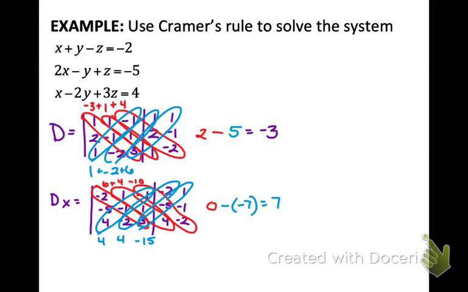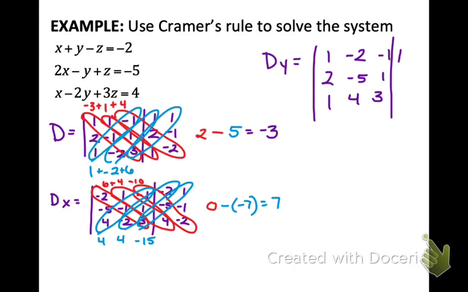Alright, now let's do d of y. Do it up here. D of y is going to be, so my x stays 1, 2, 1. And then I'm going to input into my second column -2, -5, 4, -1, 1, 3. Bring back the first 2. Do your loops. You who are less chatty, we don't want to be falling behind the eight ball.